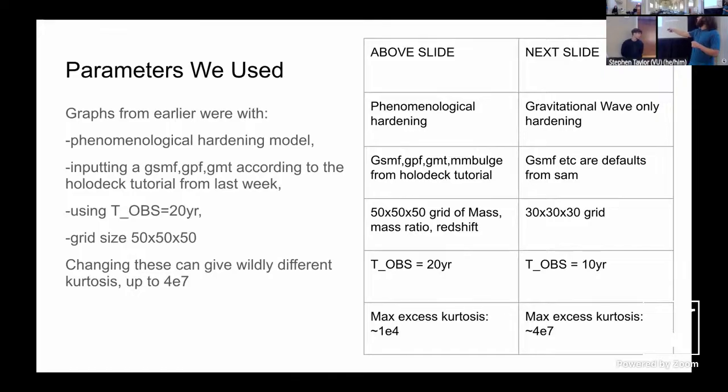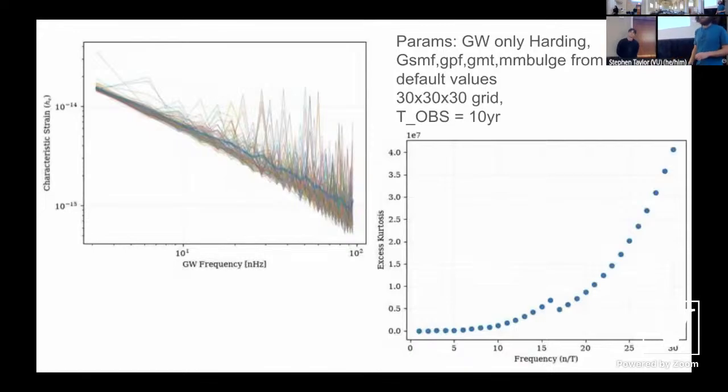I was using in this case a 50 by 50 by 50 grid of mass ratio redshift. This does not change the extreme values of any of those quantities, just how finely you cut them up. So I'm using a little bit more than we used in the holodeck tutorial, and a 20-year observation time in NANOGrav. And what we saw was 10,000 as our highest excess kurtosis. And we could change these: move to gravitational wave hardening, move to just the default values from the semi-analytic model, a smaller grid, lower observation time, and we get these graphs, which you can still see are very, very spiky at high frequencies.